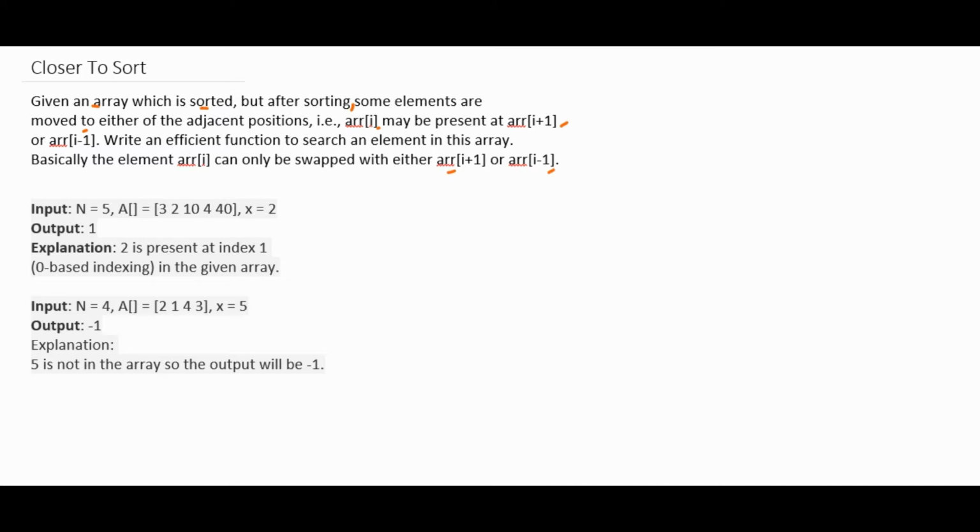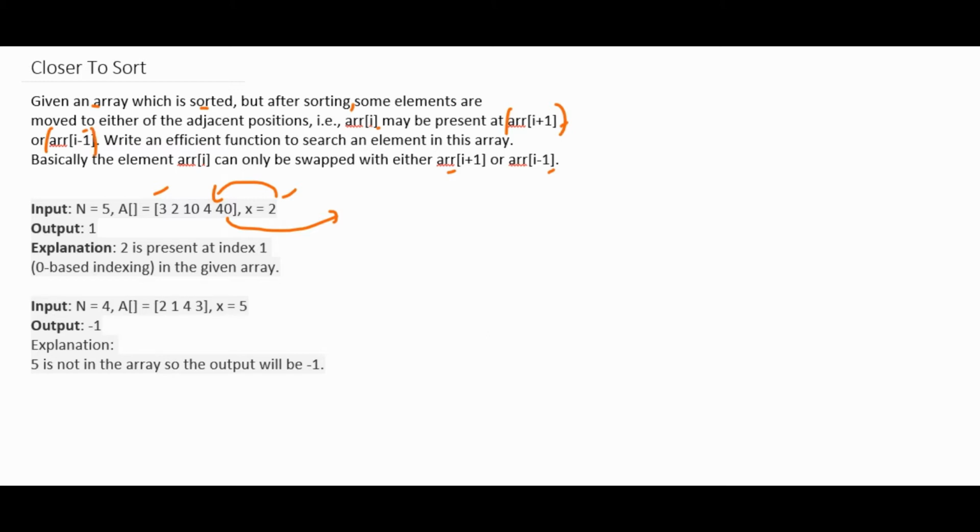Okay. So what the question says is, we are given an array, you can see here, and an element. We have to search this element in this array. And the property of this array is that it is sorted, but after sorting, some elements are swapped with their adjacent positions, array of i plus 1 or array of i minus 1.